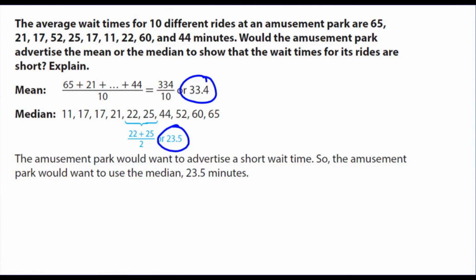our amusement rides have a typical wait time of about 23.5 minutes as opposed to 33.4 minutes, which makes it seem like you're going to be waiting a long time. So they'll use a different measure of center to get a different message across. But we have to be careful with this because statistics can be misleading, so it's important to understand how they work. Know that some people could use these measures of center in somewhat of a misleading way.